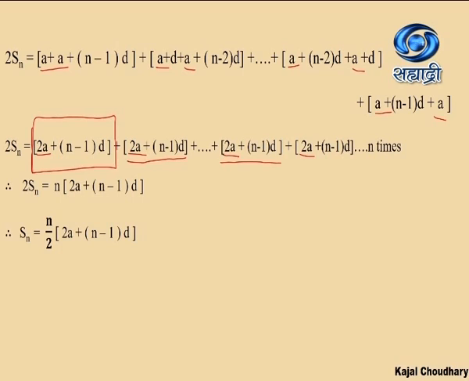Therefore, what will be Sn? Since 2 is multiplied, Sn is equal to n upon 2 times 2a plus (n minus 1)d.